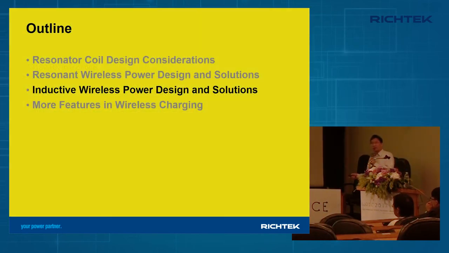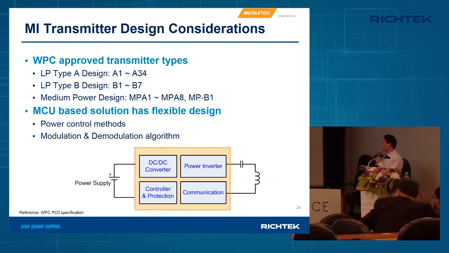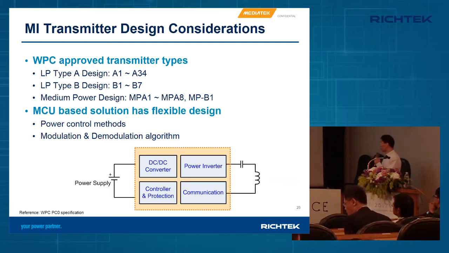Inductive wireless power. For the inductive transmitter design consideration, we can follow the WPC standard. In this standard, there are 34 type A designs, 7 type B designs, and 9 medium power designs. You can choose which one is related to our application.